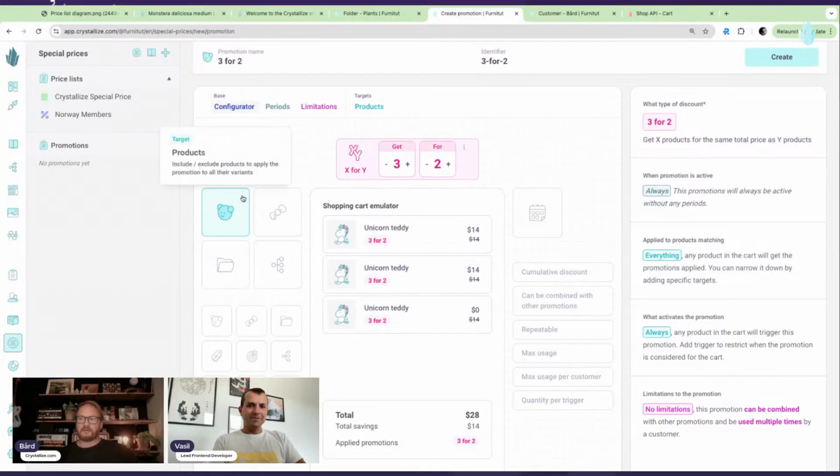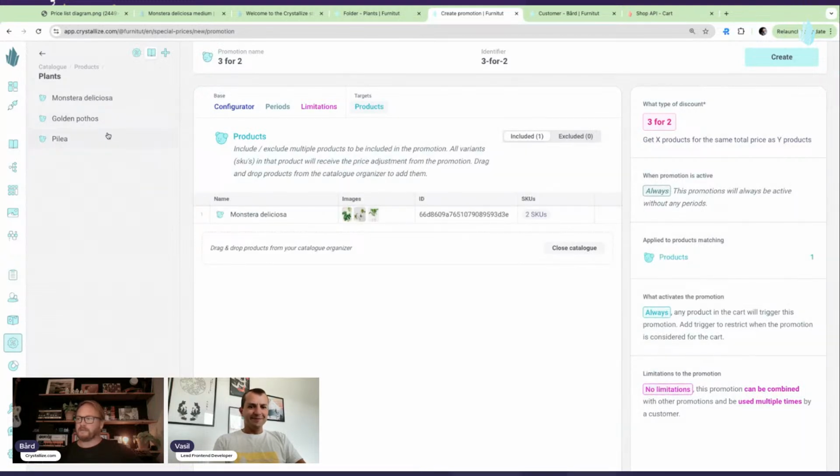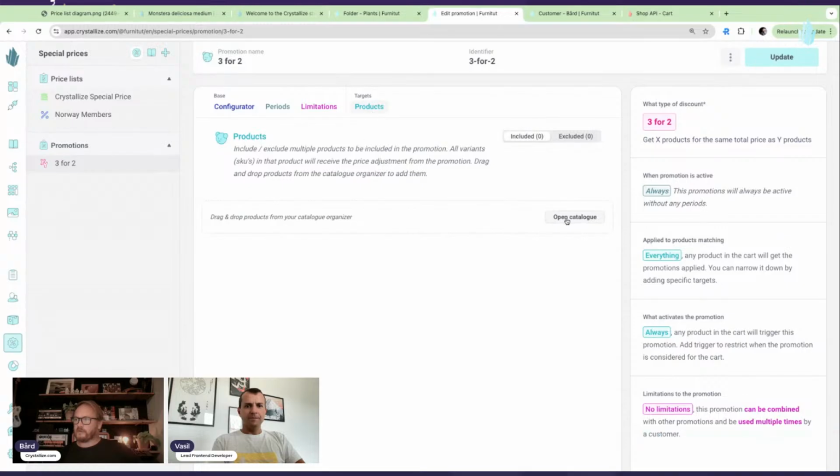And here, let's just do it for specific products, right? We don't want to give it for everything. Let's just do it for the Monstera. And now I removed it. That was not what I wanted. So we can do, let's see, plant and Monstera.